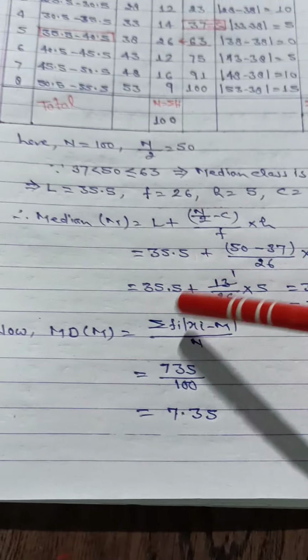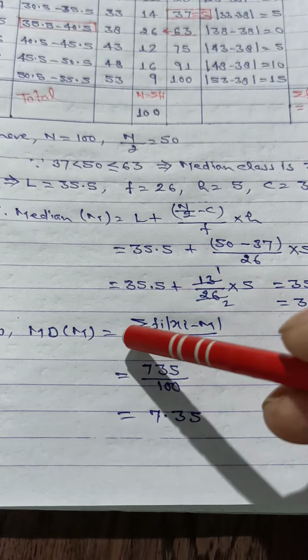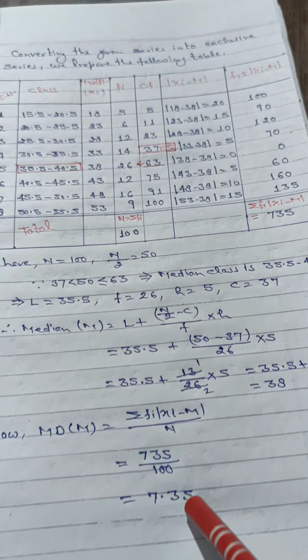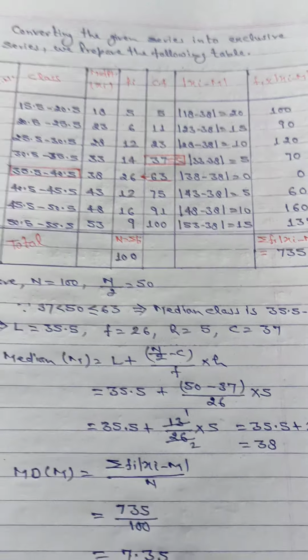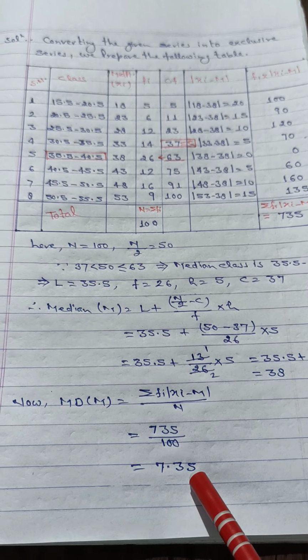Now using the formula, mean deviation about the median is sigma fi mod xi minus M upon n, which is 735 by 100, that means 7.35. Okay, this is the procedure for finding the mean deviation about the median by the shortcut method. Now you calculate the mean deviation; I give you some problems for you to solve.